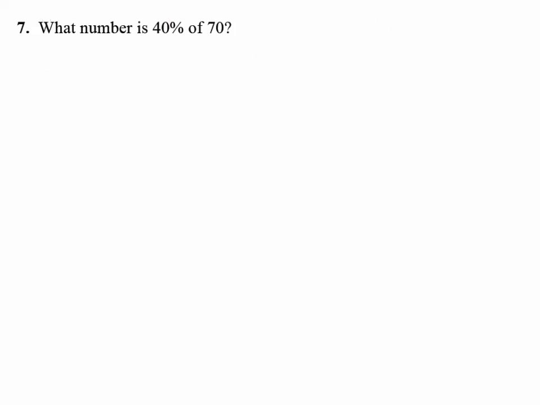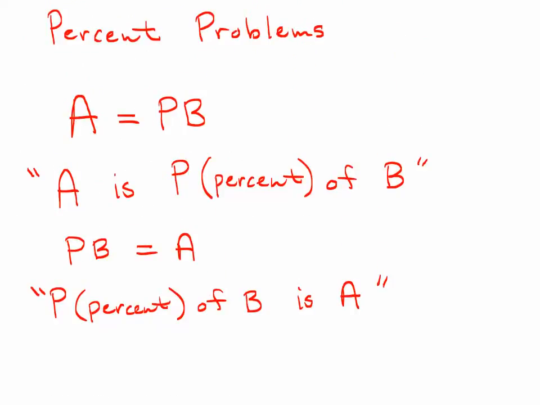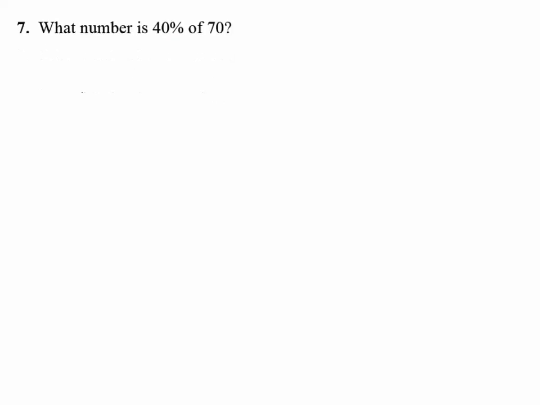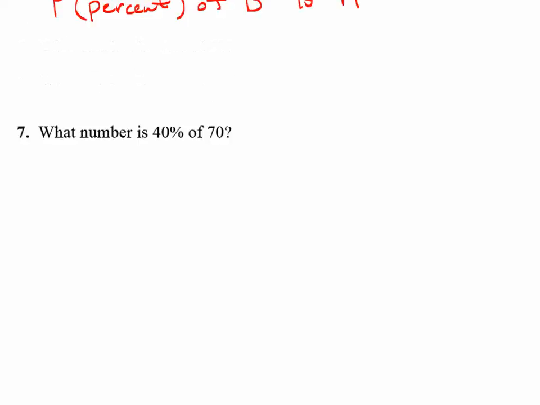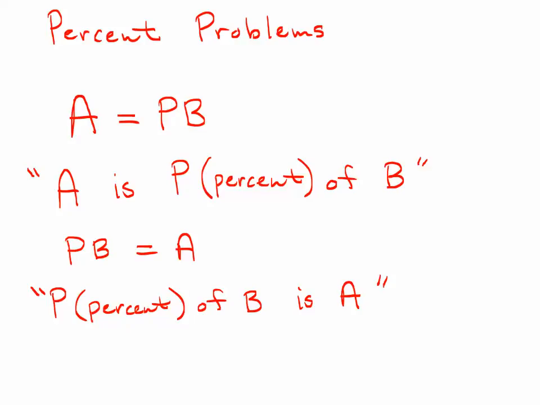So it says, what number is 40% of 70? Let's see. Let's go back. Backwards or forwards here? Which one? Is it the first one or the second one? What number is... Go back real quick again. I think it's the first one, right? It says, what number means I don't know what A is. What number is blah blah percent of 70? This little first way of looking at it.